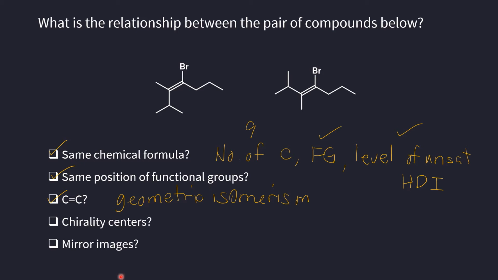So if you look at the compound on the left, the isopropyl group is located on the same side as the propyl group, whereas the compound on the right has the isopropyl group located on the same side of the bromo group. So they have a different arrangement of groups on either side of the double bond, and therefore they do exhibit geometric isomerism. And geometric isomers are a subset of diastereomers. So therefore they are diastereomers.